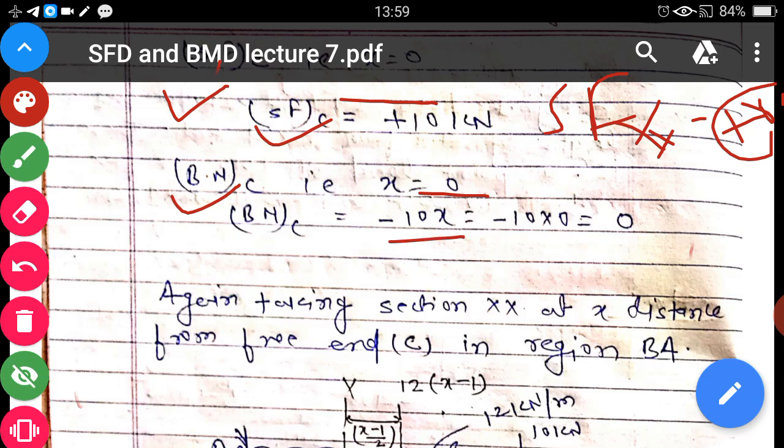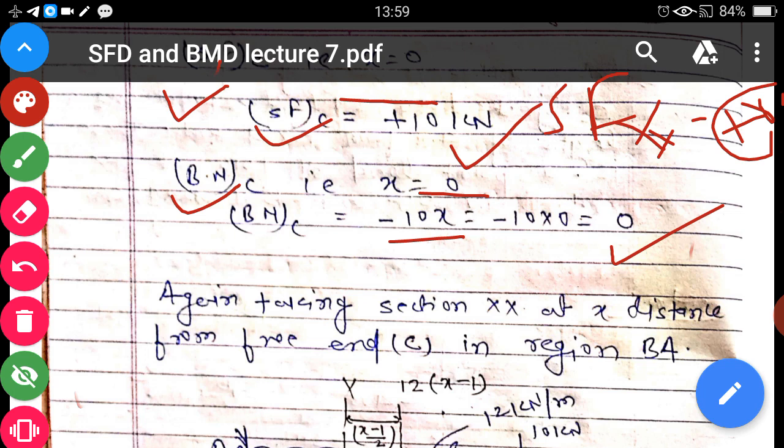And if you have to determine the bending moment at section, at point C, that means x is equal to 0, so 10 into 0 is 0. The bending moment at C is equal to 0 and the shear force at C is equal to 10 kilonewton. Okay, that is the bending moment and shear force at the free end, that means at point C.